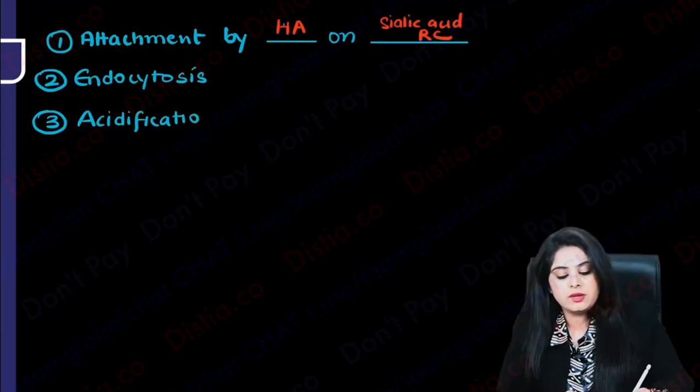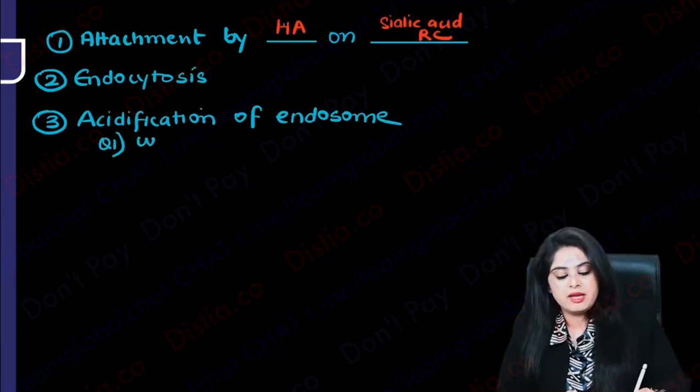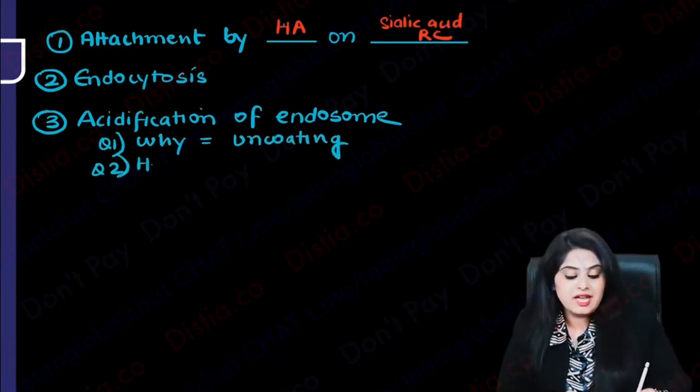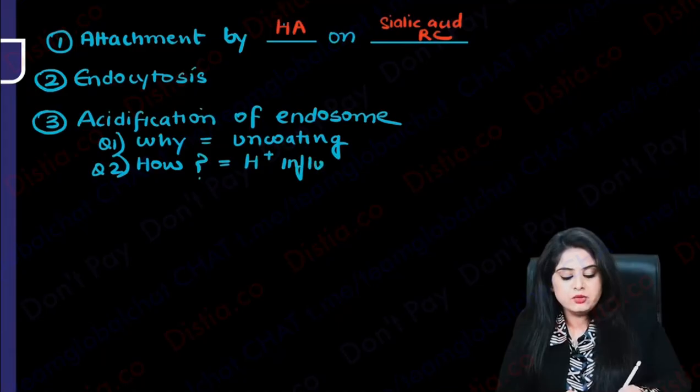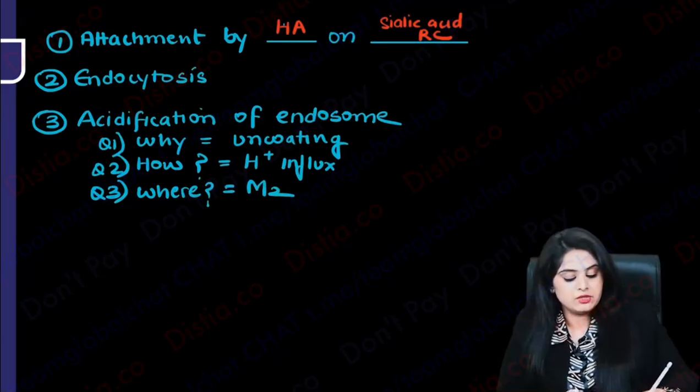There are 3 questions coming up. If you have to do acidification of the endosome, your first question is, why are you doing that? Ma'am, because I want only the RNA. I want uncoating. Question number 2, how are you doing that? I have to send acid, so ma'am, I'm going to send H plus ions. I'm going to do H influx. Question number 3, from where are you doing this? You are sending it via the M2 ion channel. Coming to question 4.